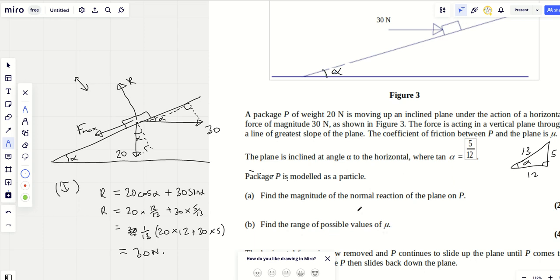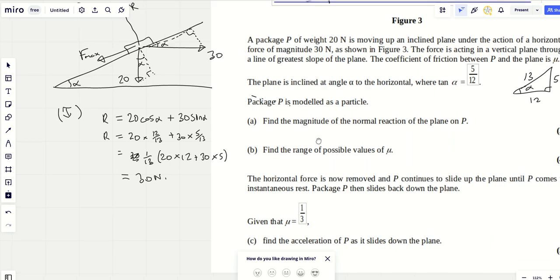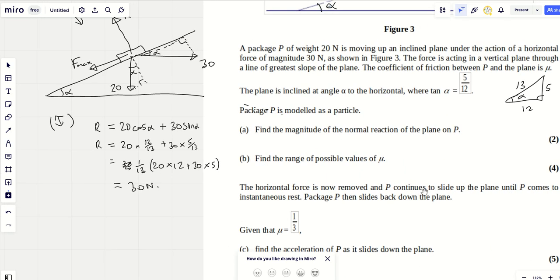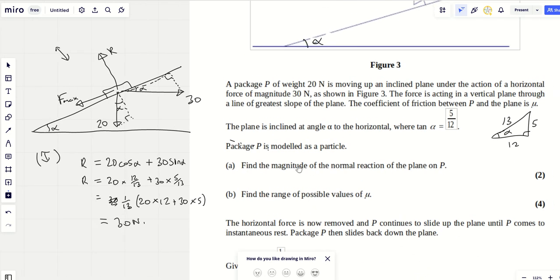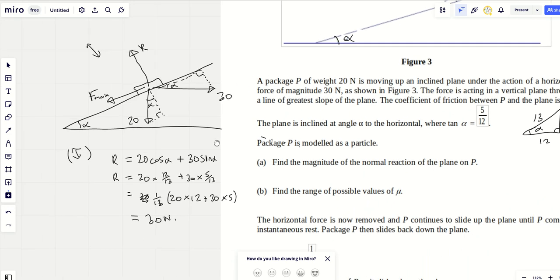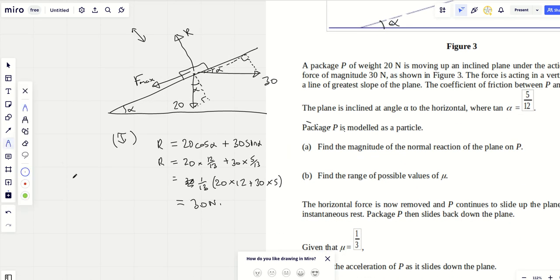Find a range of possible values of mu. That's because it's normally about friction being at a maximum or not. And so you need friction to be less than or equal to something. F max is going to be equal to mu R here. Okay, let's use that fact. We're going to have to go up and down the slope now, and we're going to have to go the other way.